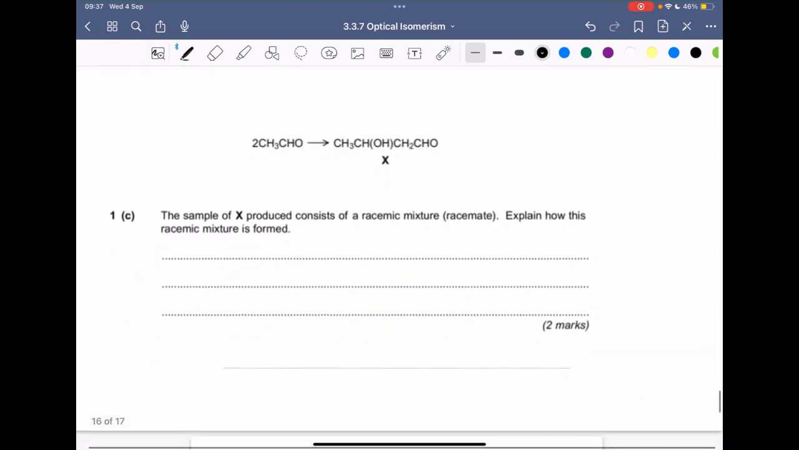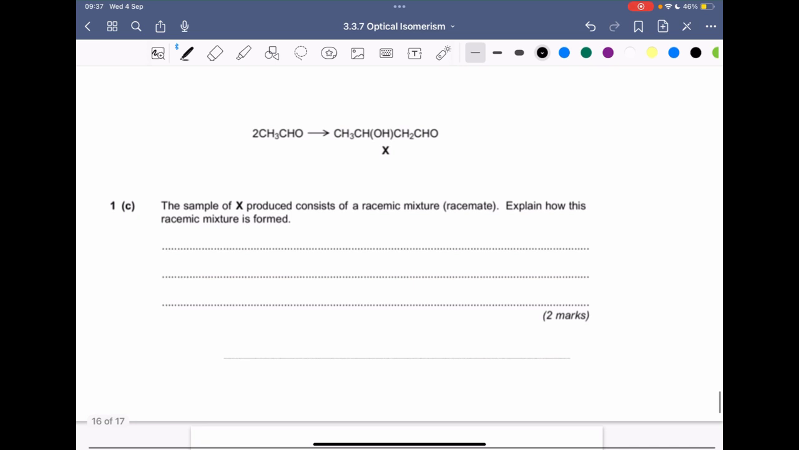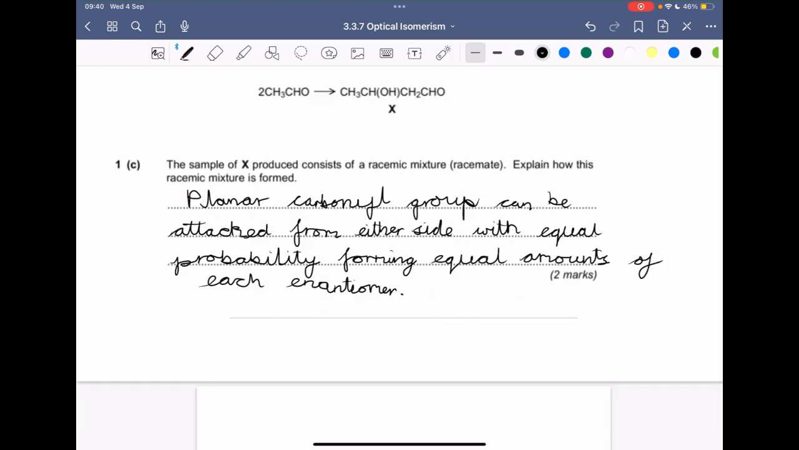Okay. The sample of X produced consists of a racemic mixture. Explain how this racemic mixture is formed. Okay, now if you think back to our planar group, the nucleophile or attacking species can attack from either side with a 50-50 chance. Okay, so let's just write that down. Okay, so that should get you all your marks for the question.